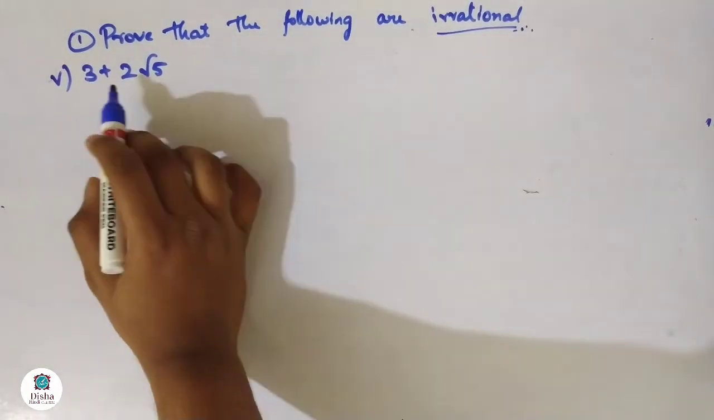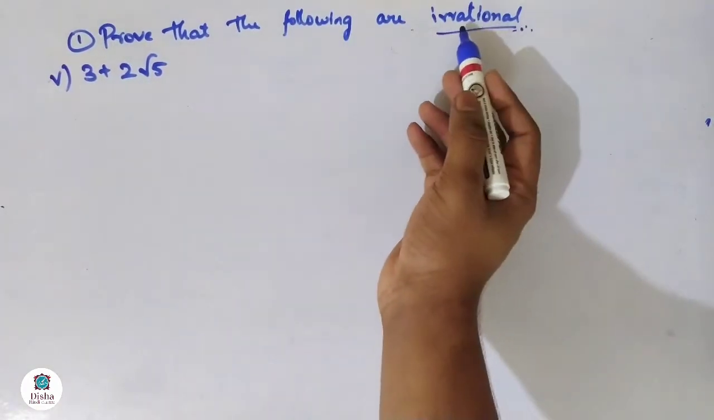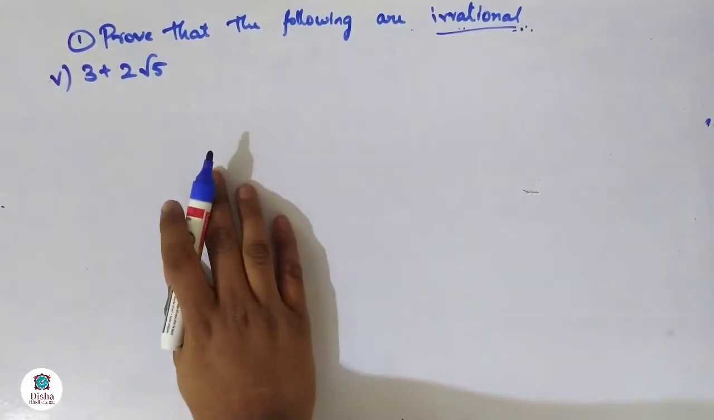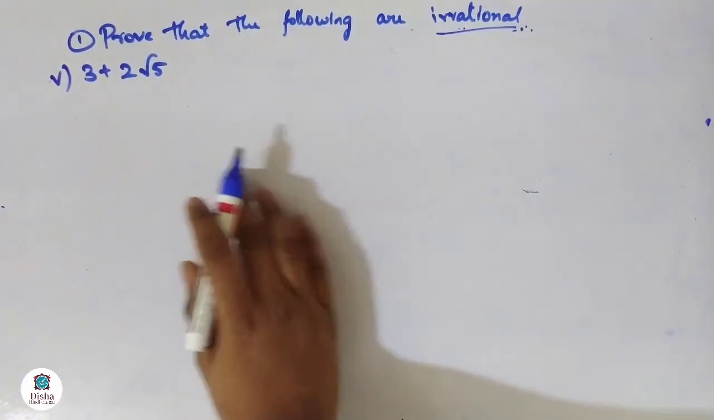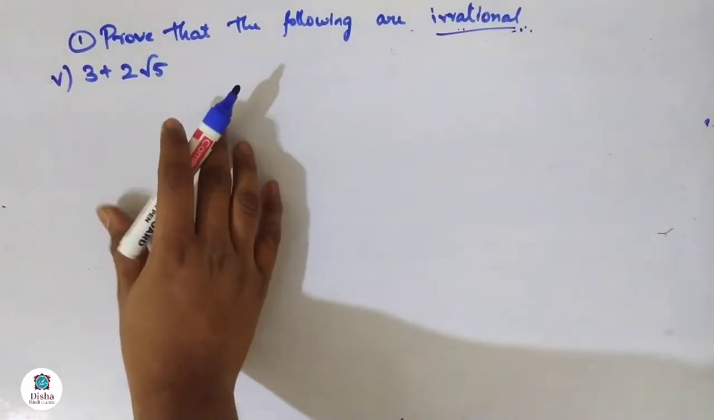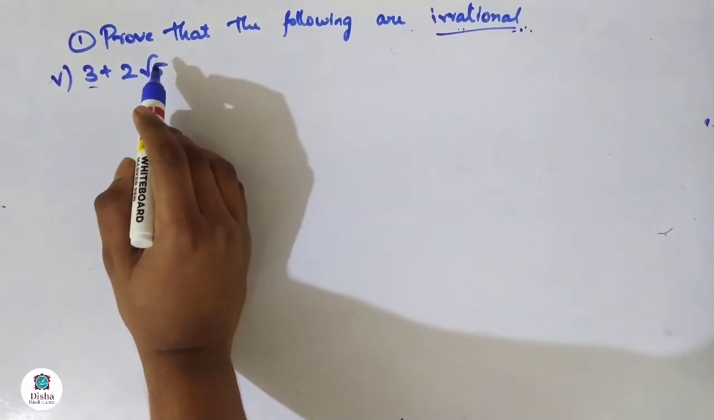So now let us solve the fifth problem, that is 3 plus 2 root 5. It is given that it is an irrational number, but we have to prove that. I am skipping the third and fourth one because they are similar to the second, but I am showing this one because it has 2 root 5 here, and it is a real number here. So let's start.